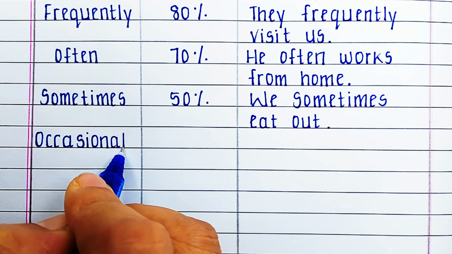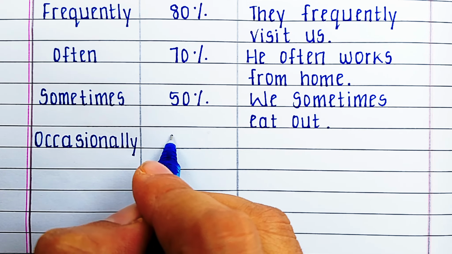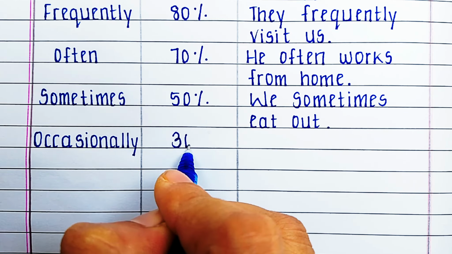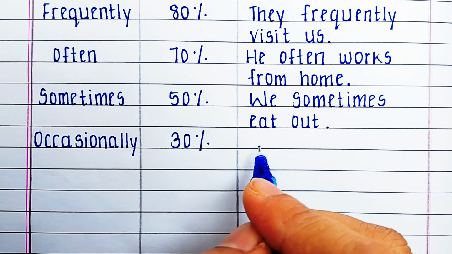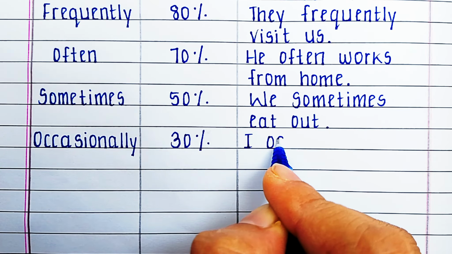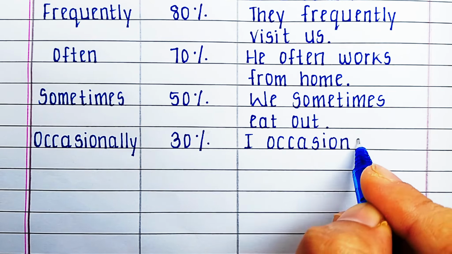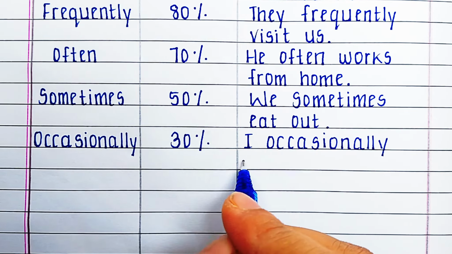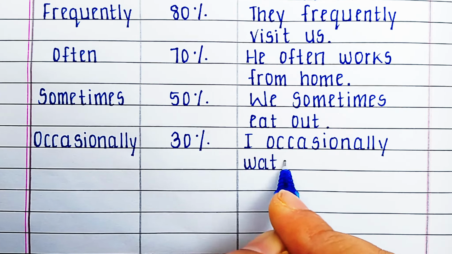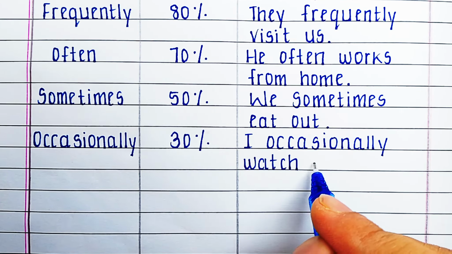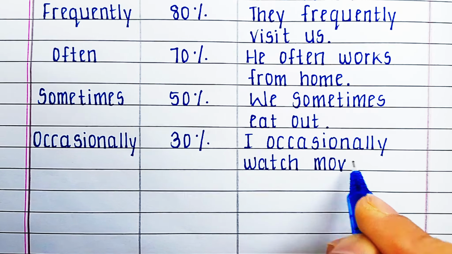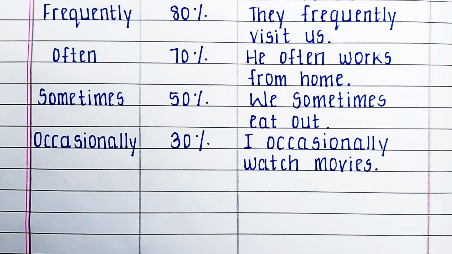Next adverb is occasionally. It is used for 30% frequency. For example, I occasionally watch movies.